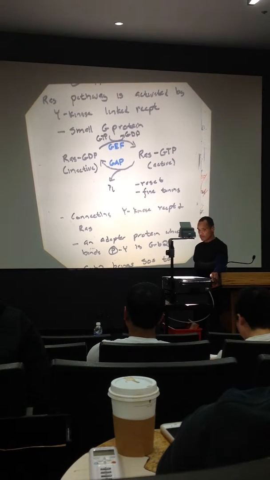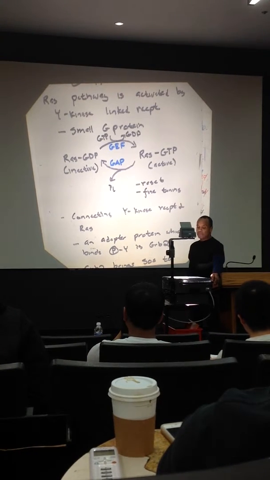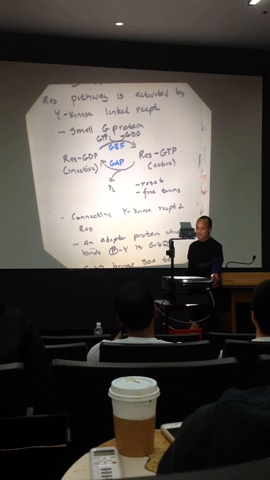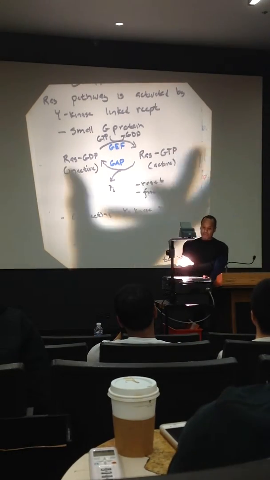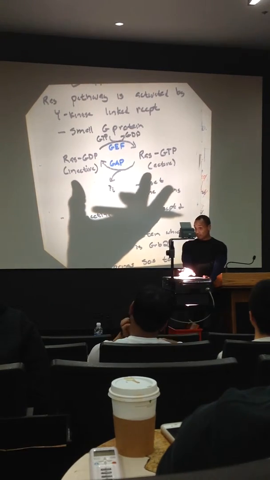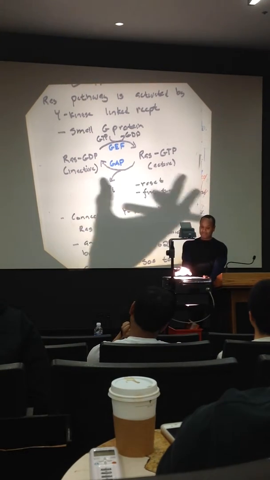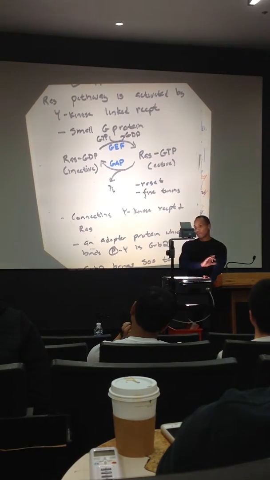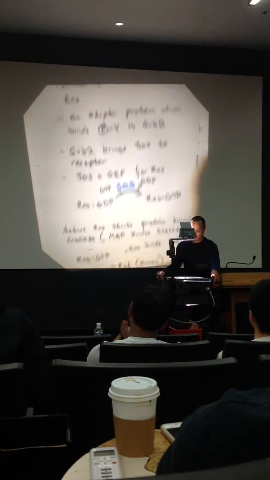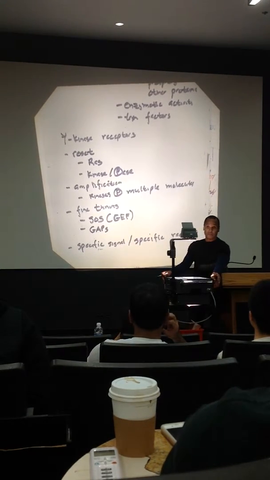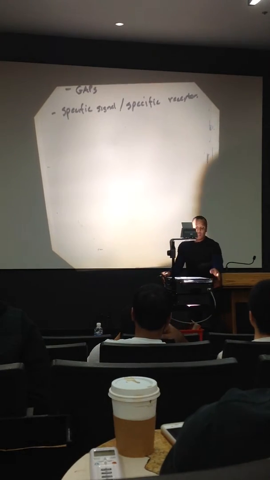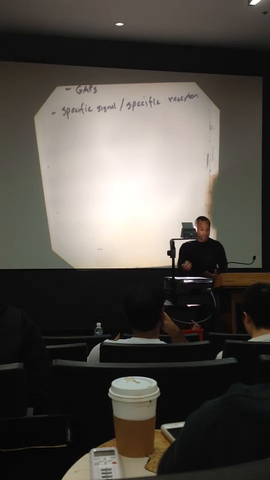Yes? What's the difference between a G protein and a GTPase? So a GTPase is a generalized molecule that all it has is a GTPase activity. Okay. A G protein is a subset of GTPases that follows kind of having an active form and inactive form. Any other questions?